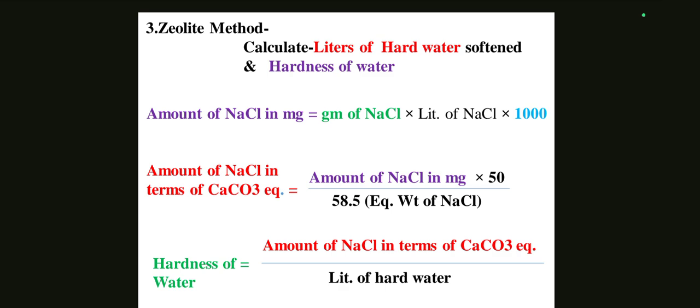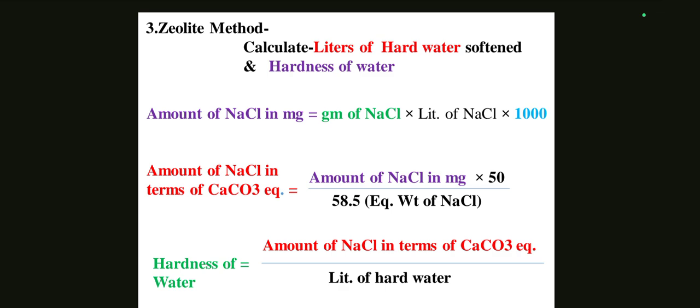So first formula, what is the first formula? Amount of NaCl in milligram. First you have to find the amount of NaCl in milligram, and for that what things do we require? We require gram of NaCl, we require liter of NaCl, multiply by 1000. Okay, so simple formula: amount of NaCl in milligram is equal to gram of NaCl multiply by liter of NaCl multiply by 1000. Do writing practice 3-4 times, right? So you are able to recall that formula properly in the exam.